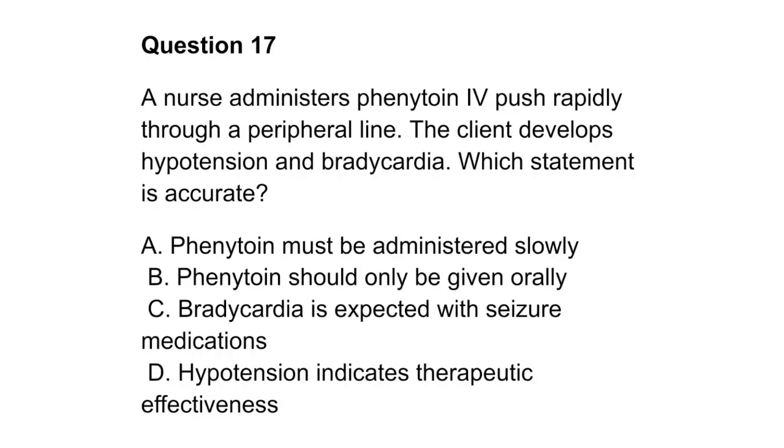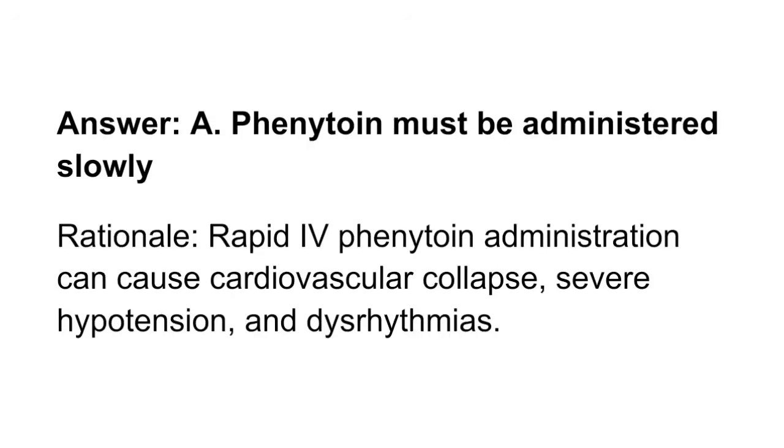Question 17. A nurse administers phenytoin IV push rapidly through a peripheral line. The client develops hypotension and bradycardia. Which statement is accurate? A. Phenytoin must be administered slowly. B. Phenytoin should only be given orally. C. Bradycardia is expected with seizure medications. D. Hypotension indicates therapeutic effectiveness. Rationale: Rapid IV phenytoin administration can cause cardiovascular collapse, severe hypotension, and dysrhythmias.